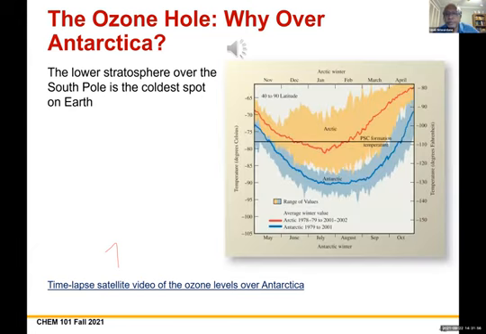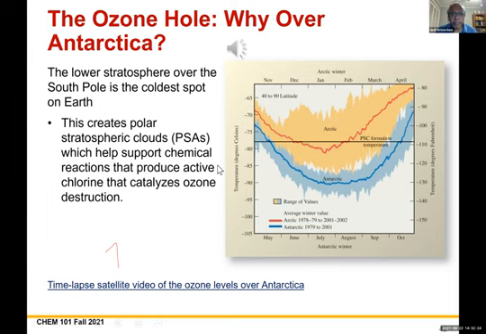If you look at the South Pole temperature here, and the Arctic, in July, August, when they have the winter season, South Pole has winter in July. They are coldest then. Arctic region is the red line here. So this cold weather helps to create polar stratospheric clouds.